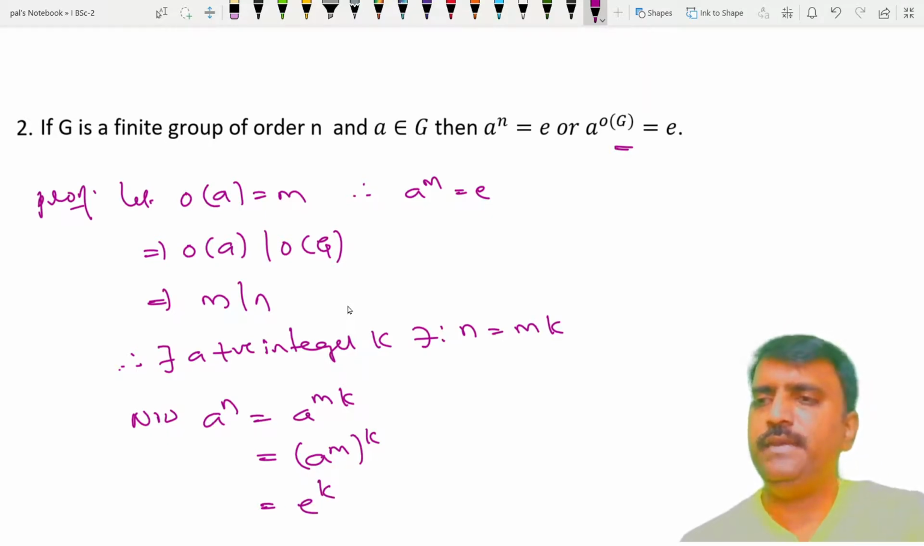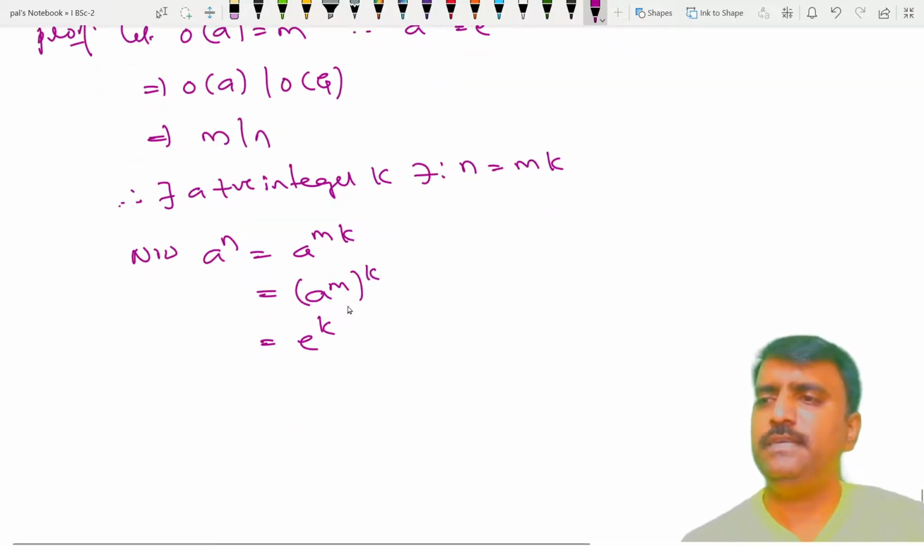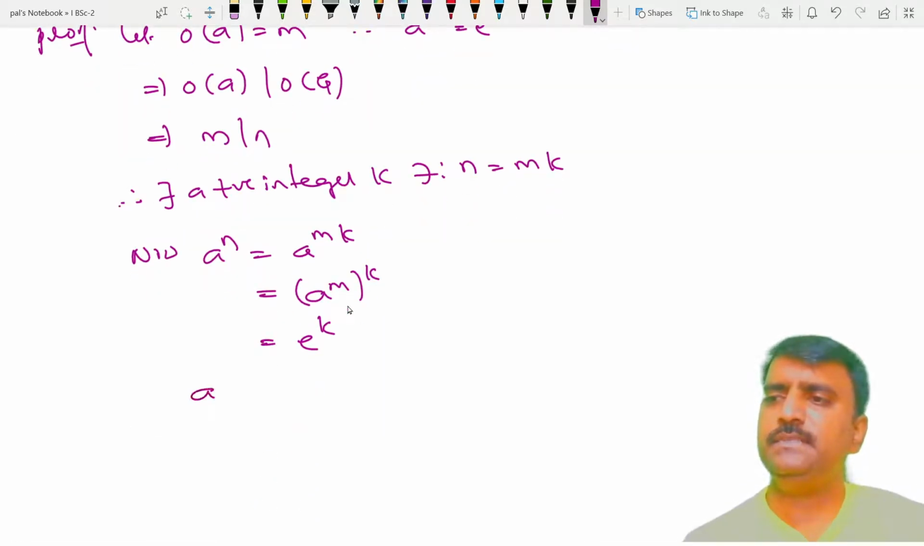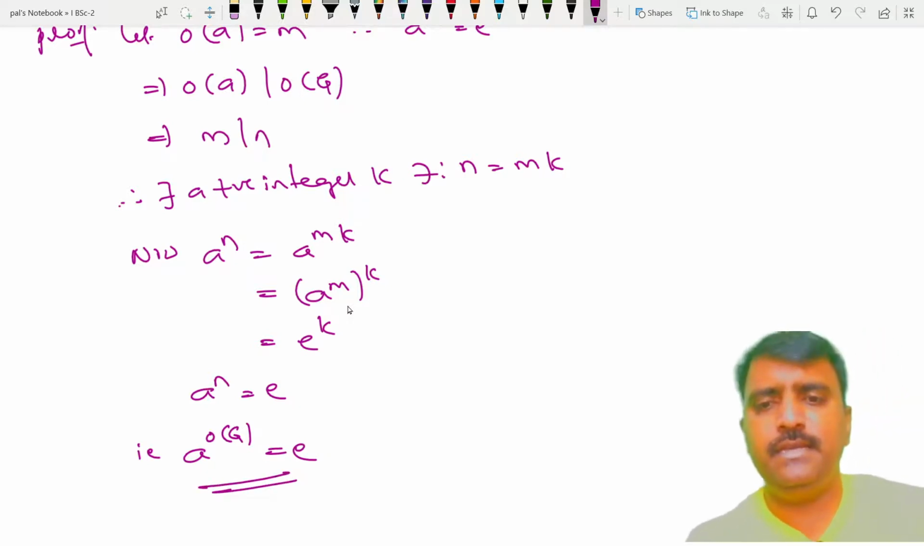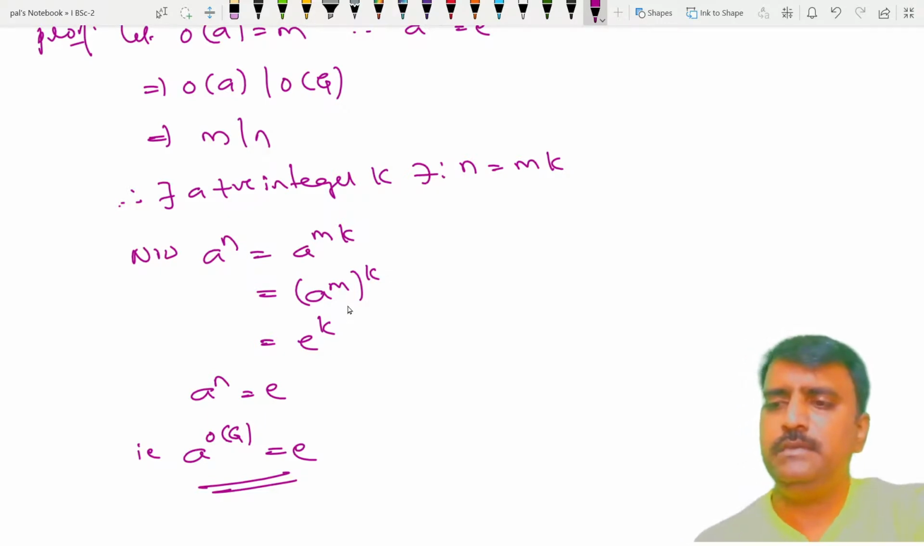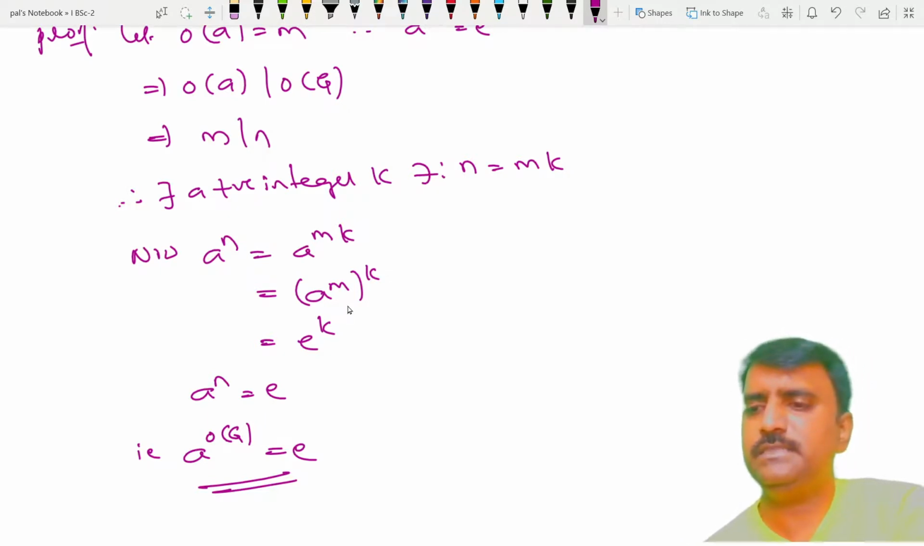So A to the power of n is equal to E. What is n? N is the order of group G. So A to the power of order of G is equal to E. So this is one more result we can prove by using Lagrange's theorem. Okay. So with this I just wanted to end this part.